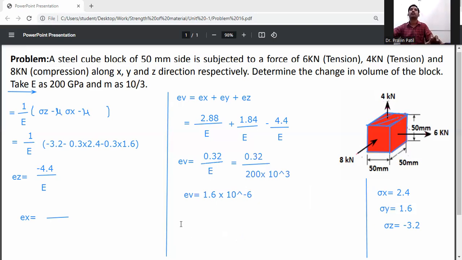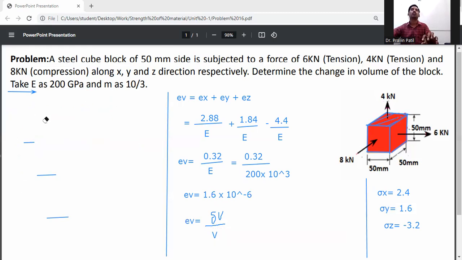So we know that EV, the volumetric strain, is equal to the change in volume to the original value, delta V divided by V. So EV, 1.6 into 10 raised to the power minus 6, is equal to delta V divided by V.